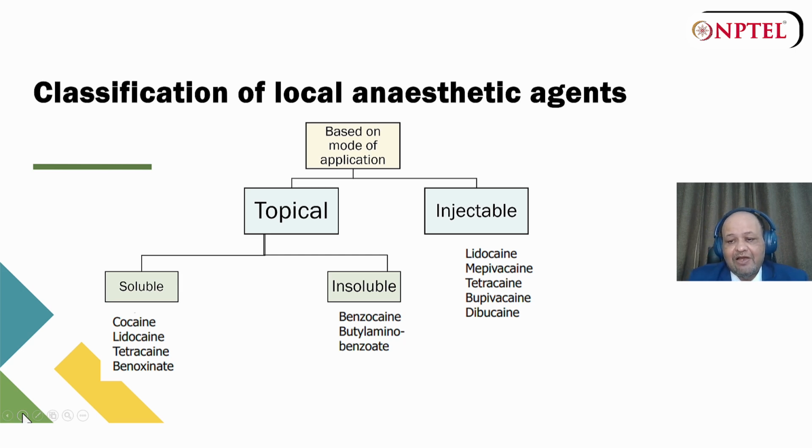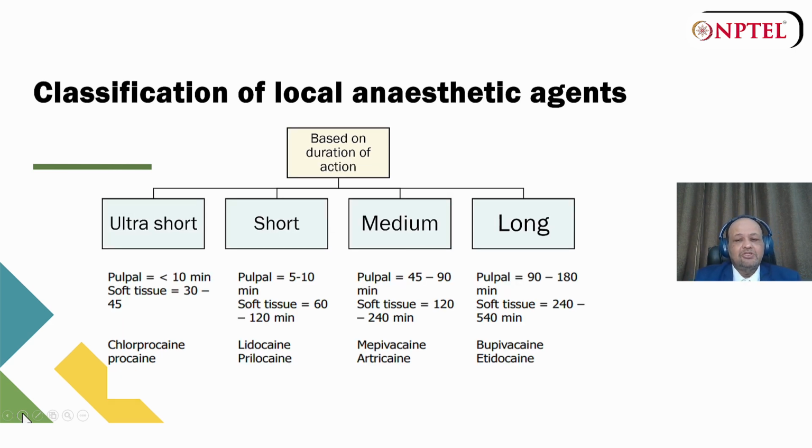The injectable ones, the ones which we use most frequently, are lidocaine, mepivacaine, tetracaine, bupivacaine, and dibucaine, and of course articaine. Based on the duration of action, you have ultra short, short, medium, and long. That means how much action you want. Suppose you're doing a short procedure, you want a short pulpal anesthesia, or you're just wanting to remove a suture. In such a case, an ultra short acting would be used, where you can use chloroprocaine. For a short anesthesia, you can use lidocaine or prilocaine.